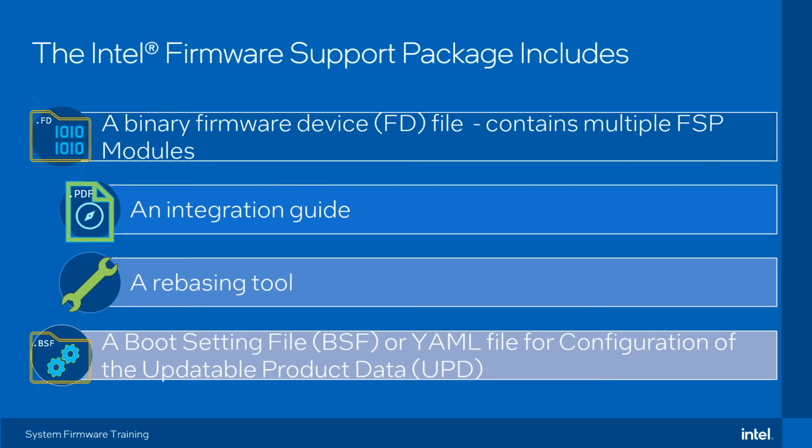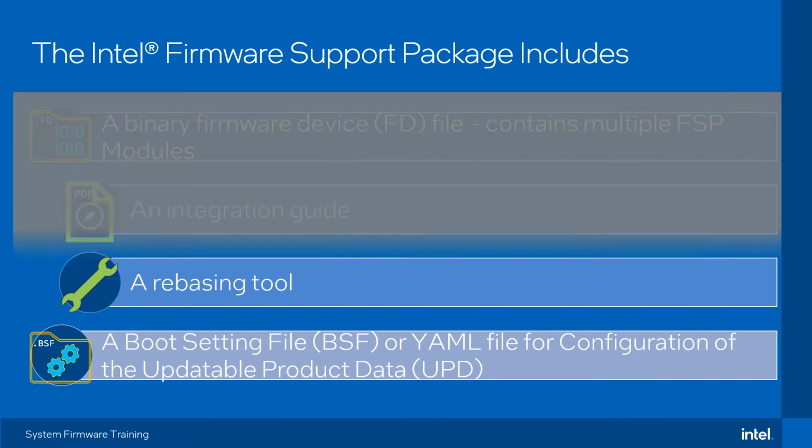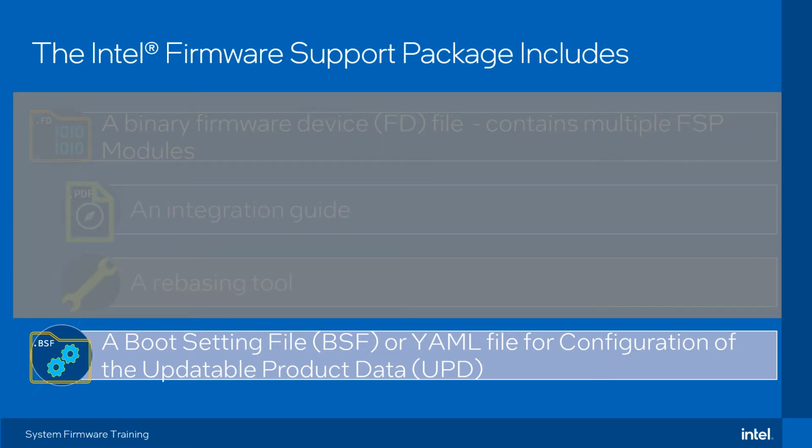Recall in the Intel FSP overview, these are the contents of the Intel FSP package after it is downloaded. Now, let's just study the configuration region. Each FSP module contains a configurable data region, which can be used by the FSP during initialization. This UPD has default values that were validated with a reference platform.